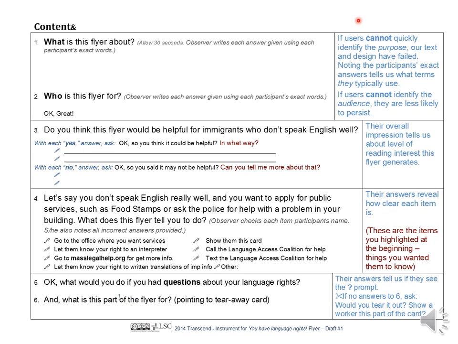So for this question, we don't want to allow much time. We want to ask what it's about, wait 30 seconds, and then see what people have to say. Then we go on to who is it for?